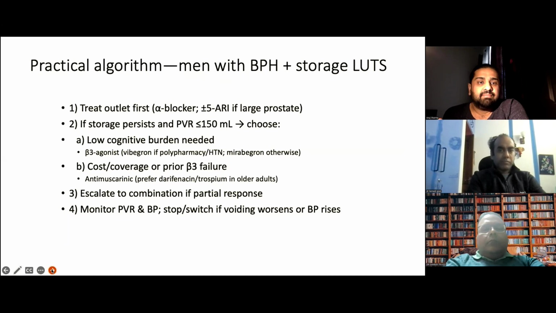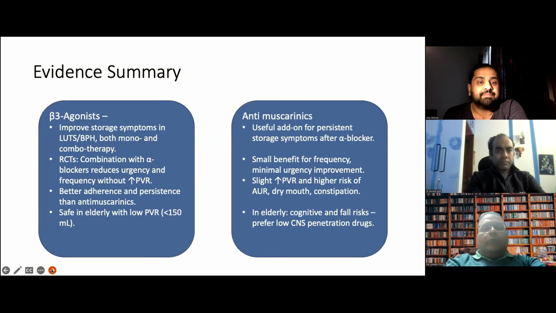So again, a practical algorithm is to treat the outlet first. So always start with an alpha blocker. You can add a 5-alpha reductase inhibitor if the gland is a bigger gland. If the patient on subsequent intervals is having persistent storage symptoms, then you go ahead with a beta-3 agonist if there is a low cognitive burden. But if cost and coverage or prior beta-3 failure is there, then add an antimuscarinic. Escalate to combination if partial response is there, and always monitor these patients for side effects, including blood pressure monitoring as well as the PVR.